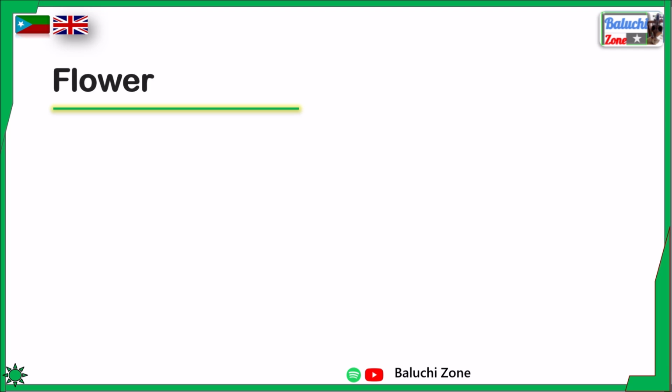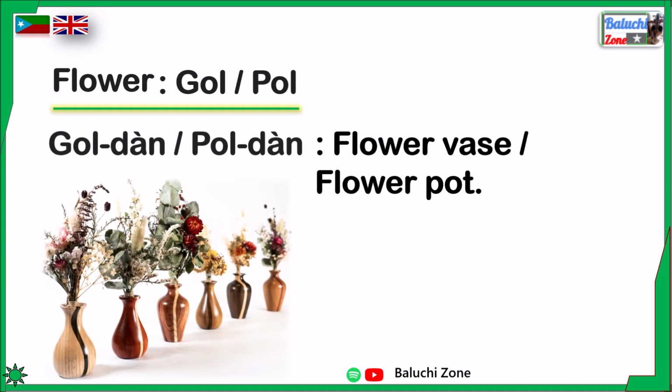Flower, gol. Or you can say pol. Flower vase or flower pot would be goldon or poldon.